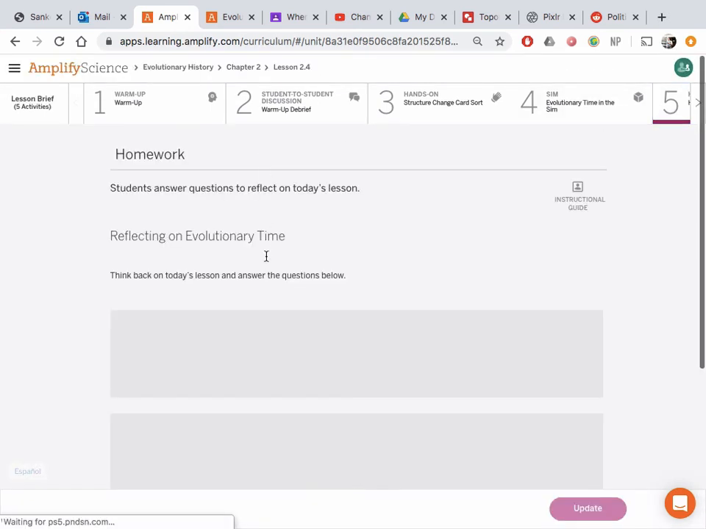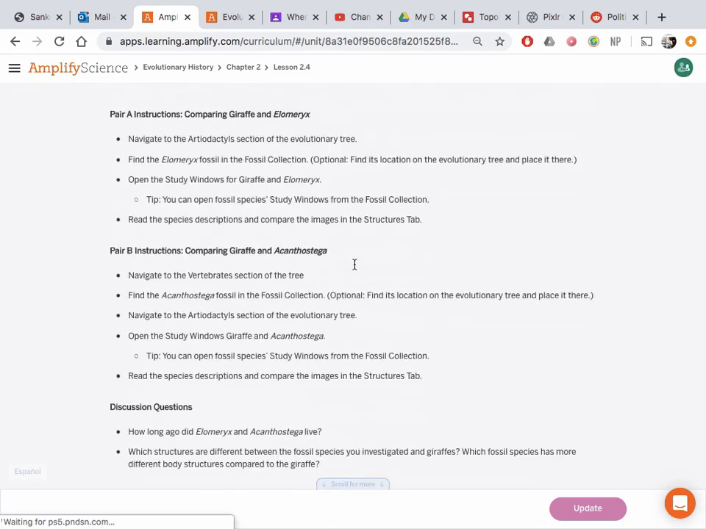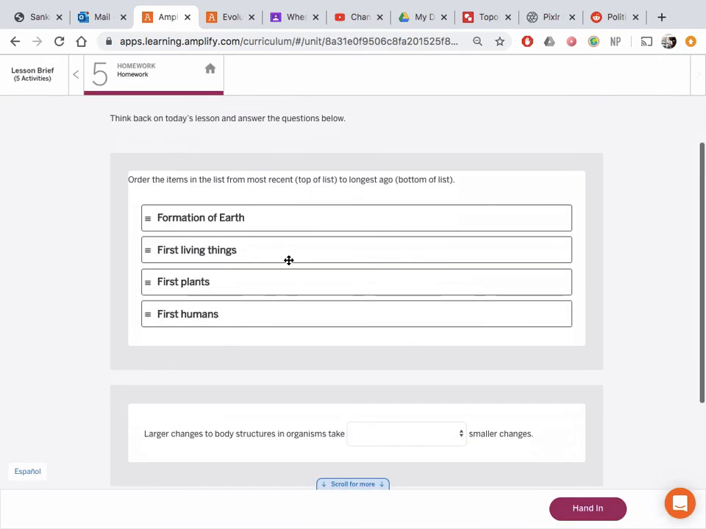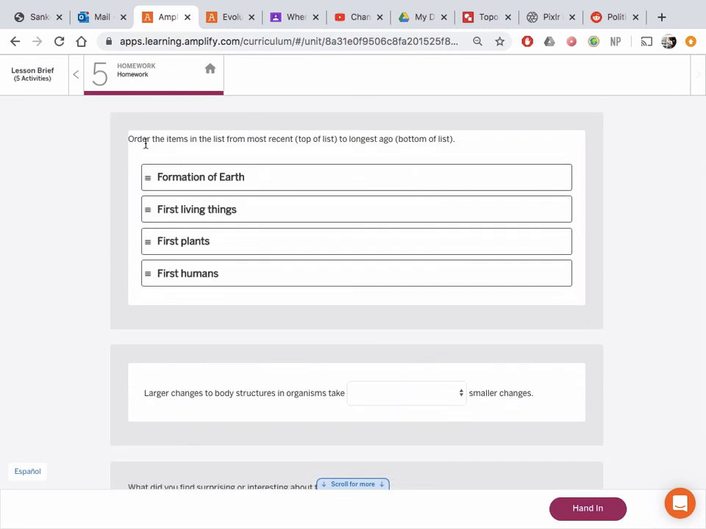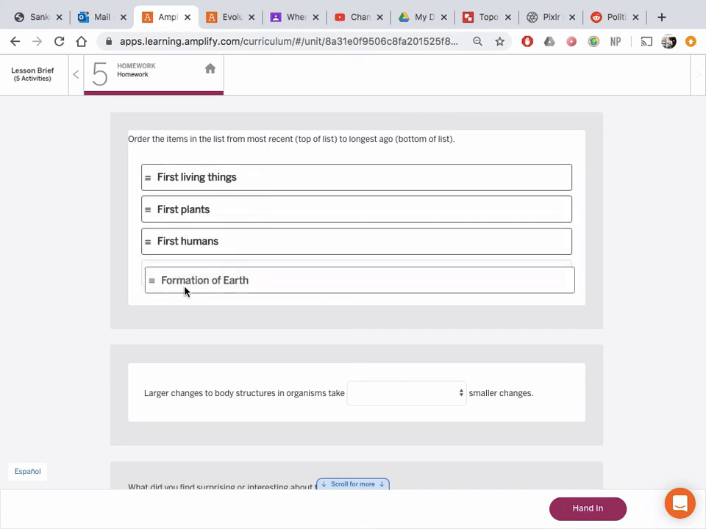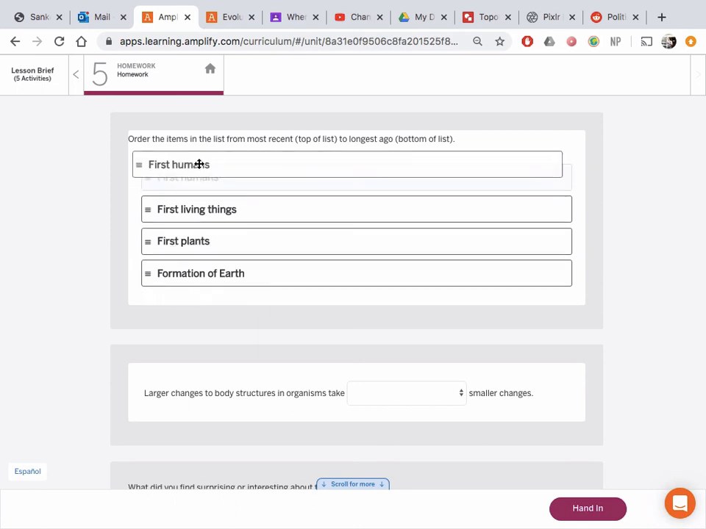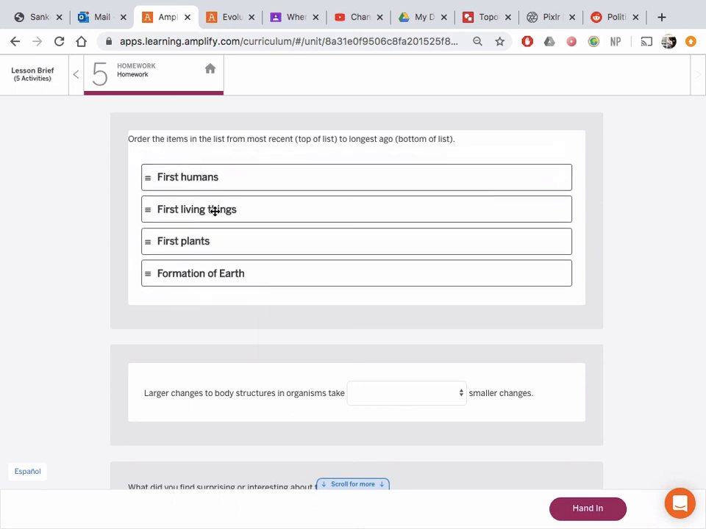Let's go to the homework. Was that it for the sim? That was it for the sim. Okay, think back on today's lesson and answer the questions. Order from most recent to longest ago. So definitely the formation of Earth was the longest ago. Humans are very recent. And what came first? First living things or first plants? First living things. So most recent on the top, longest ago on the bottom.